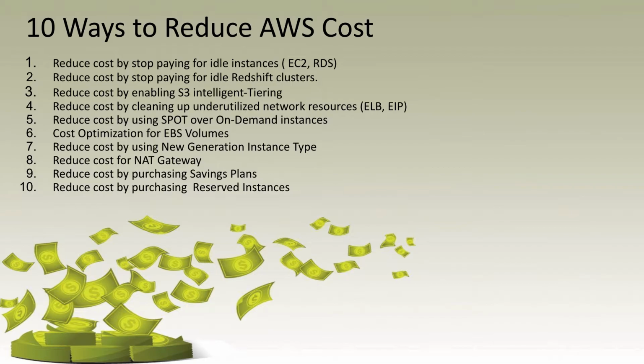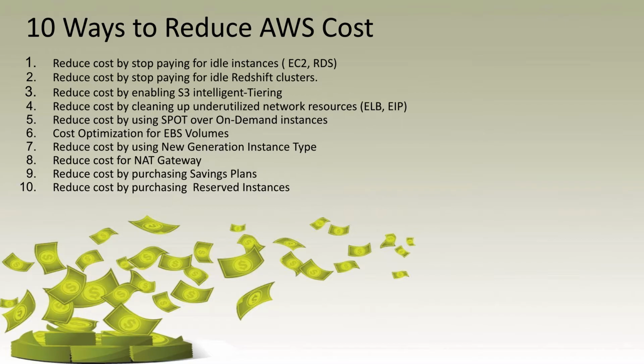Another way to reduce cost is by stopping paying for idle Redshift clusters. Like we discussed for EC2 and RDS, you might have Redshift clusters provisioned in your lower environments like development or maybe your QA environment, which you launch for testing purposes and you keep running during your evenings, weekends, and holiday time frames, and you end up paying extra money for those for no reason. So what you can do is save some money by pausing these clusters during off hours.